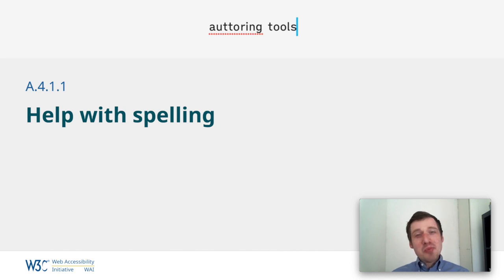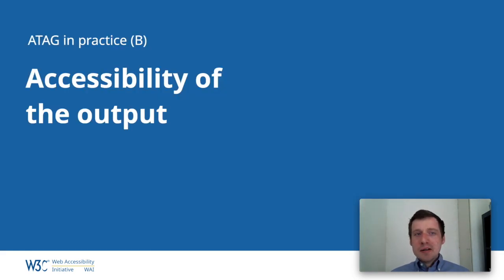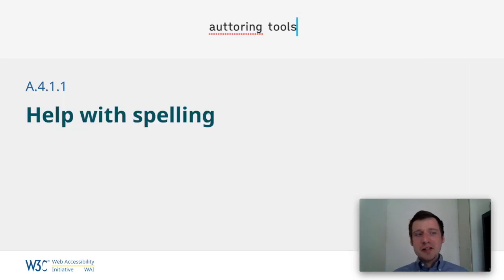Help with spelling is important too. Maybe for users who have dyslexia, it makes it easier for them to create effective web content, because they can make sure their spelling mistakes are caught before the content goes live. Now, these are a couple of things that you can do to make the editing experience more accessible, so for people who are trying to edit web content.